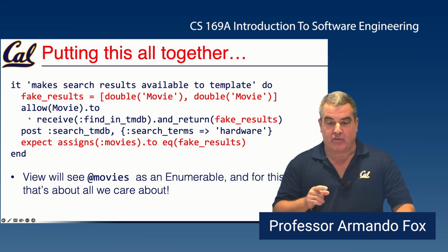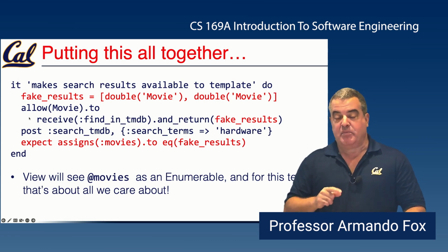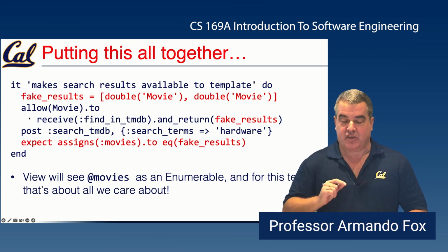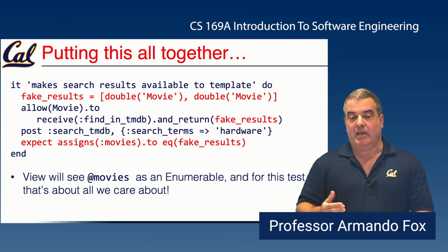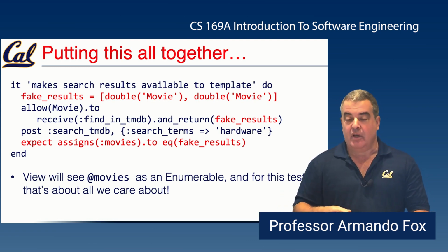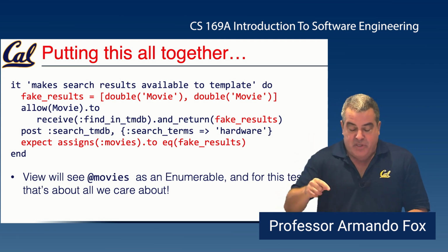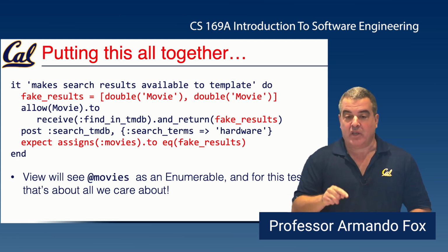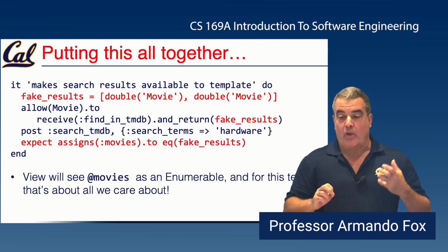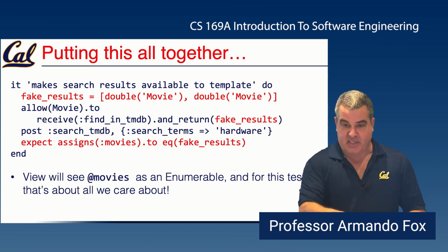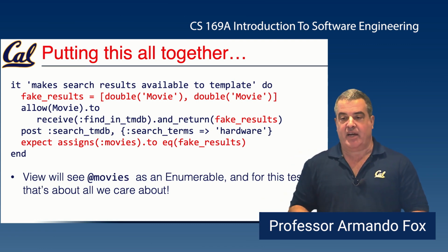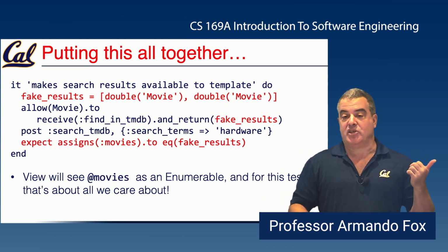Notice the use of allow versus expect here. Expect means it is an error if it doesn't get called. Allow means maybe it'll get called, maybe not. If it does, here is what to do. Why the difference? Because in this specific test case, the only thing the test cares about is whether the value is going to be communicated to the search results or not. This specific test does not care that find in TMDB is called because that's the job of some other test that already happened.